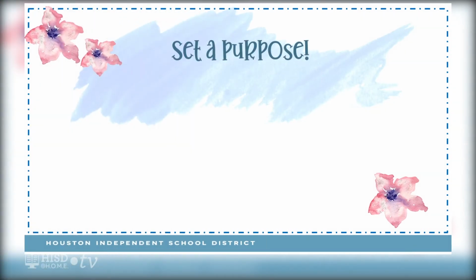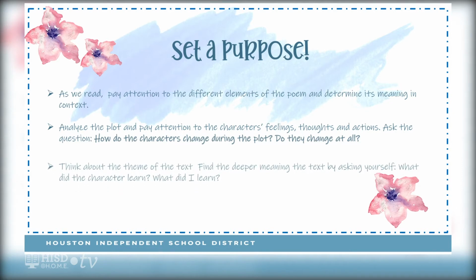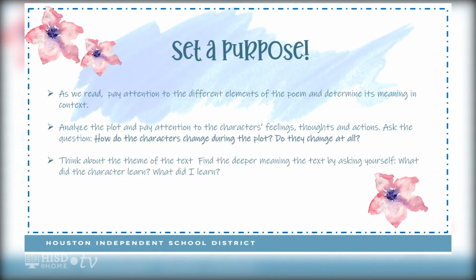Let's set a purpose before we read. As we read today, pay attention to the different elements of the poem and determine its meaning in context. Analyze the plot and pay attention to the characters' feelings, thoughts, and actions. Ask the questions, how do the characters change during the plot? And do they change at all? Think about the theme of the text. Find the deeper meaning of the text by asking yourself, what did the character learn? And what did I learn?